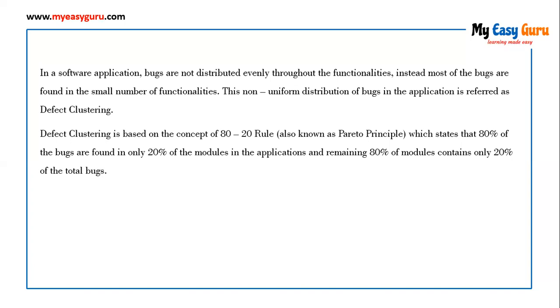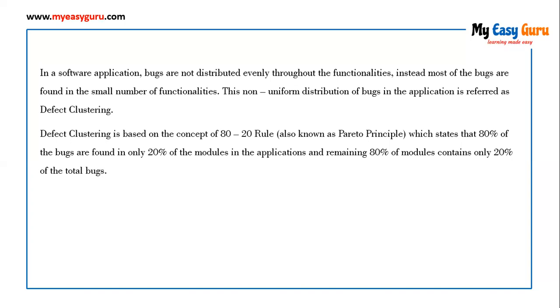So let's understand what defect clustering is. What happens in a software application? Sometimes the bugs are not distributed evenly. Hence, this non-uniform distribution of bugs is referred to as defect clustering. Just understand one thing, that it is also known as the Pareto principle, and it is based on the concept of the 80-20 rule.